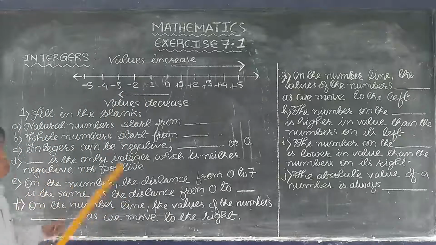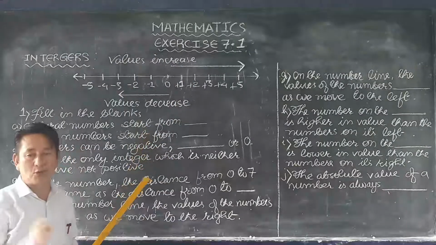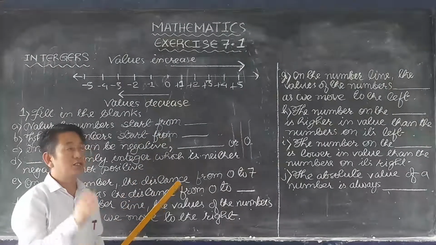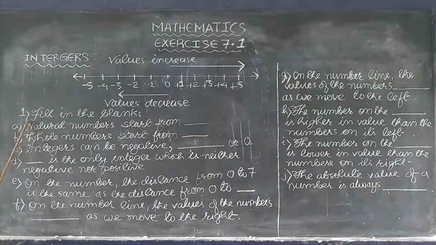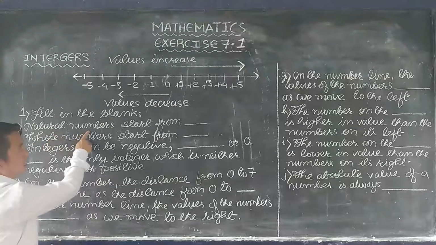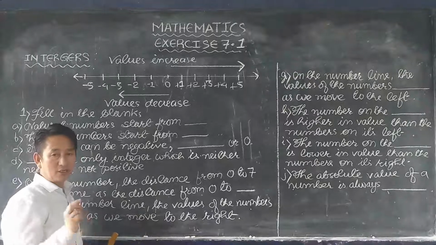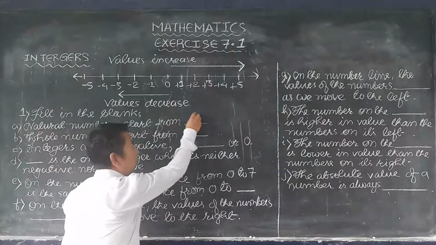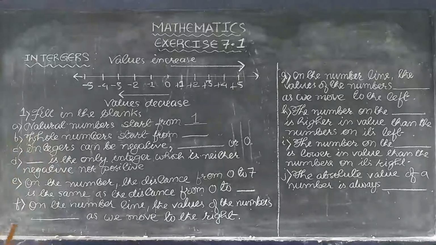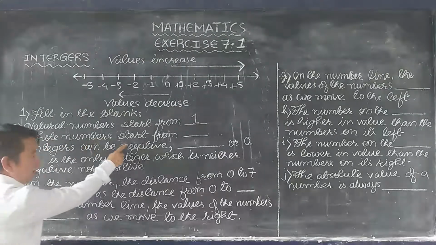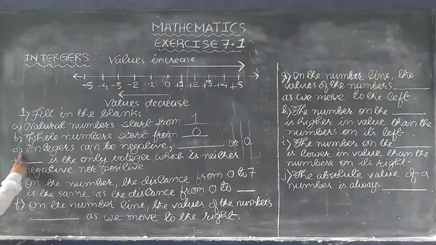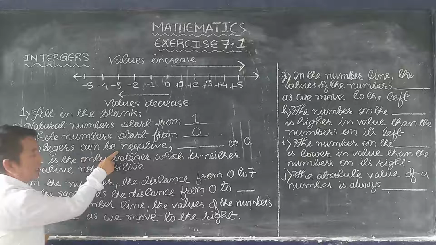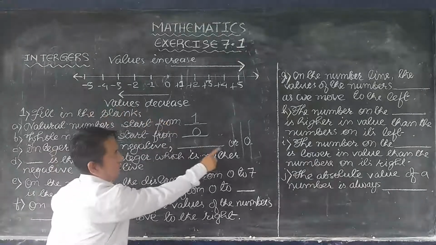Now let's move on to today's exercise, that is exercise 7.1. As I already told you, this exercise is purely based on integers. Now question number 1, fill in the blanks. A. Natural numbers start from 1. Now B. Whole numbers start from 0. Now C. Integers can be negative, positive, or 0.